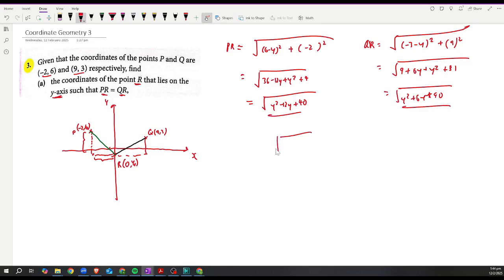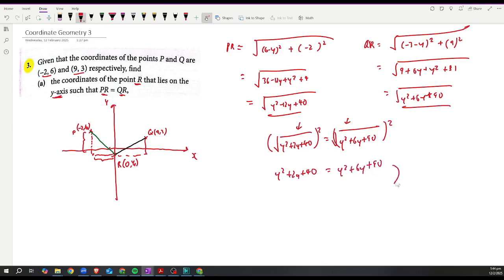So the square root of y squared minus 12y plus 40 should be equal to the square root of y squared minus 6y plus 90. How do we get rid of the square roots? We just do the opposite: we square both sides. So you have y squared minus 12y plus 40 equals y squared minus 6y plus 90. Then you minus y squared on both sides, and then rearrange the terms.